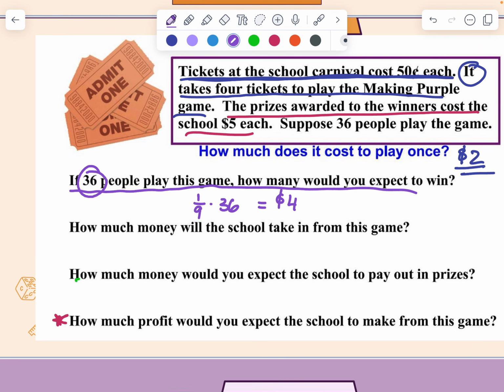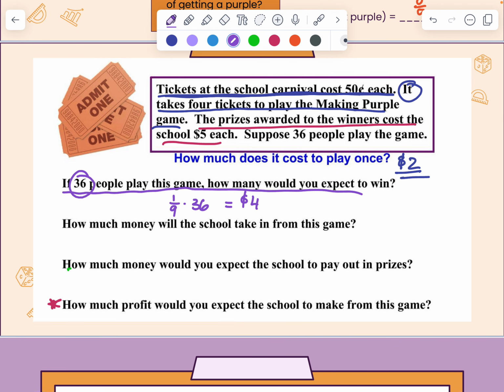See if you can do this one. How much money am I going to take in from the game? If I charge people, how much money am I making if 36 people play? Well, $2 per person times 36 players would net me $72. Ka-ching. I'm going to be a millionaire here pretty soon.